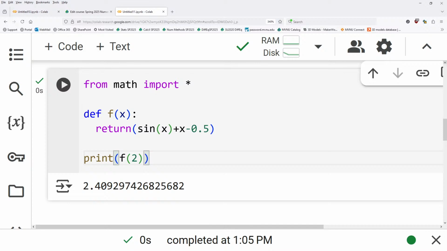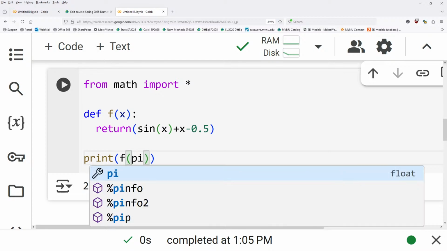I guess we could find out pretty easily. F of 0, well, sine of, I'm pretty sure it's radians. So I don't know why they would do Python in degrees. That's ridiculous. Oh, can I just do pi? Is that a thing? Let's find out.